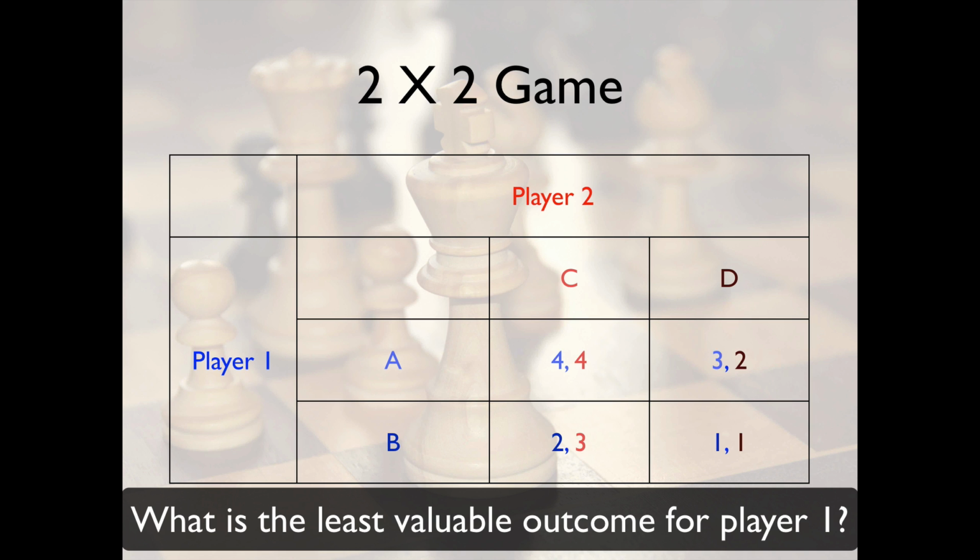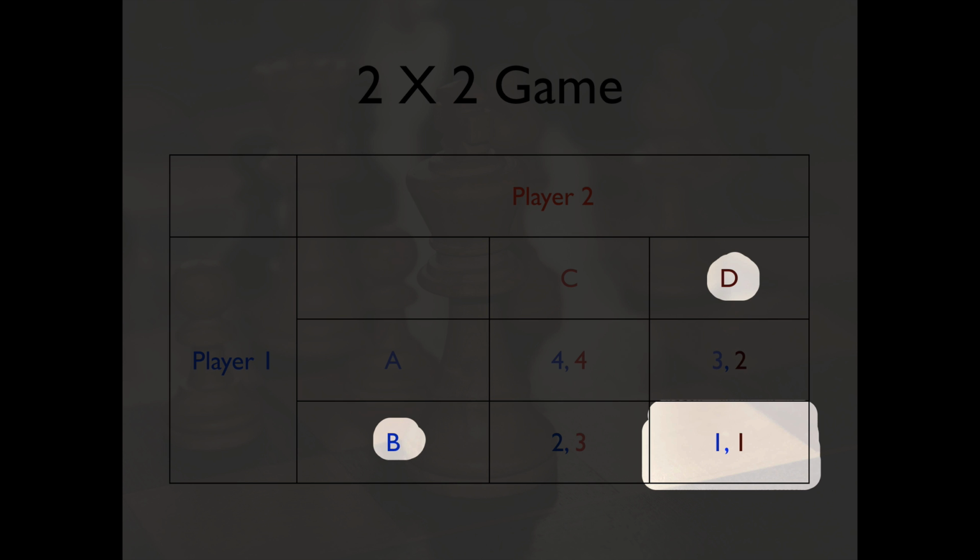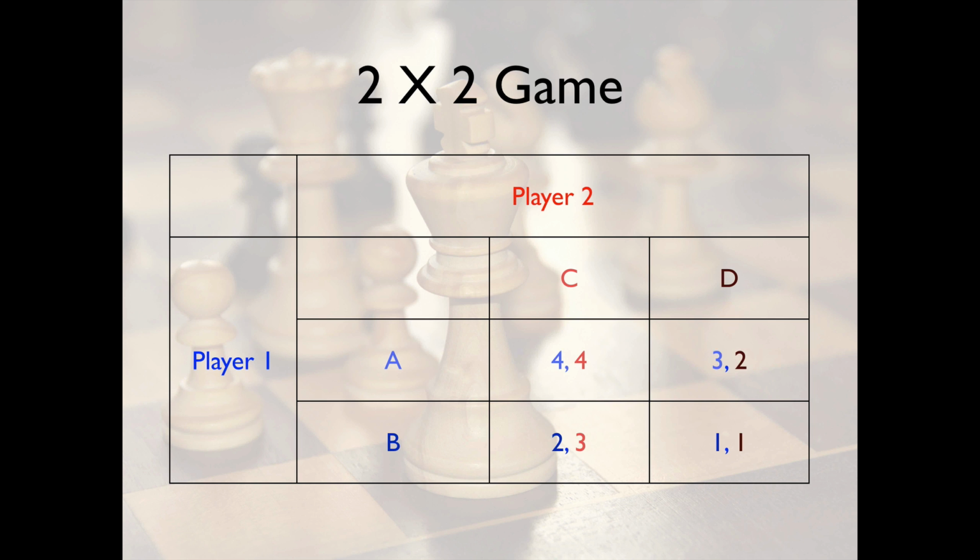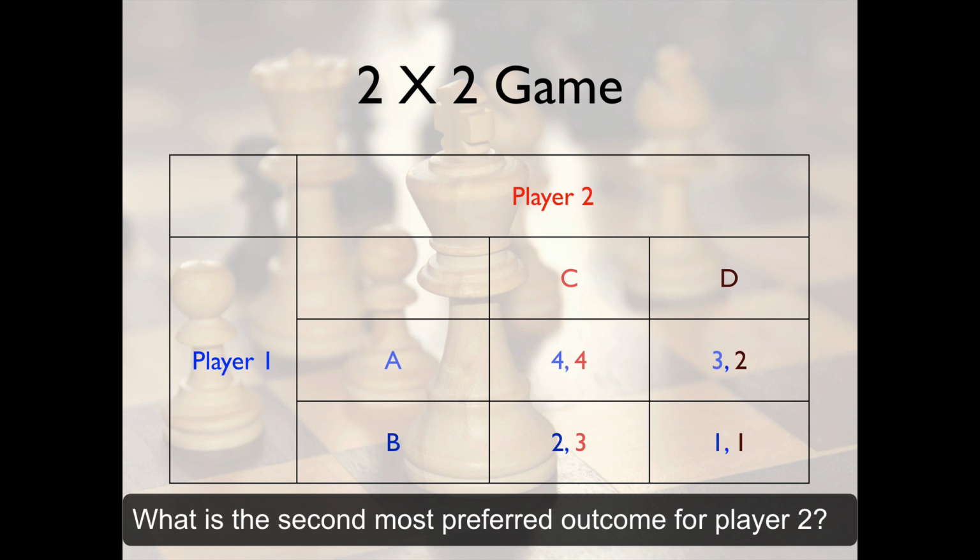Hopefully you've said the outcome BD, where player 1 chooses B and player 2 chooses D. The value for player 1 is 1, and that is the lowest value available. If I asked you what is the second most preferred outcome for player 2, which of the outcomes would you say it is?